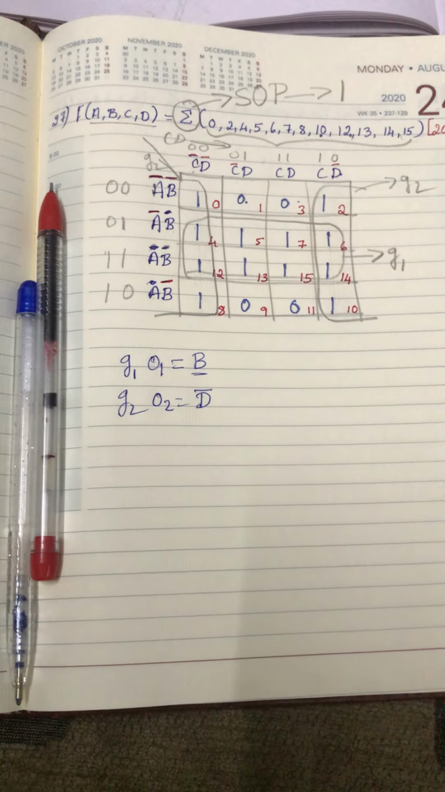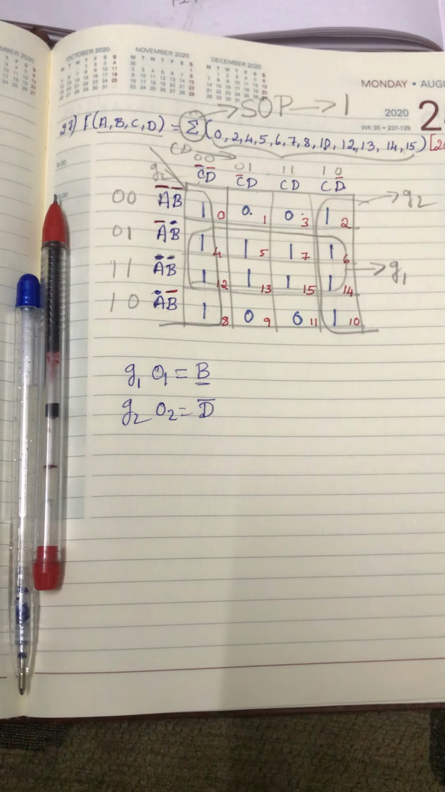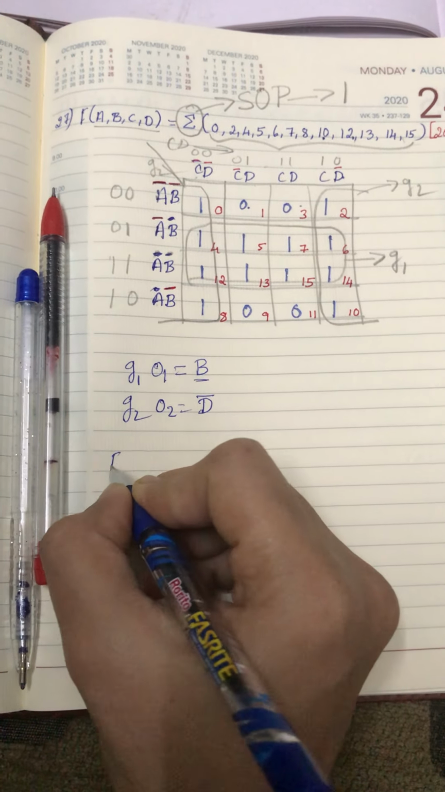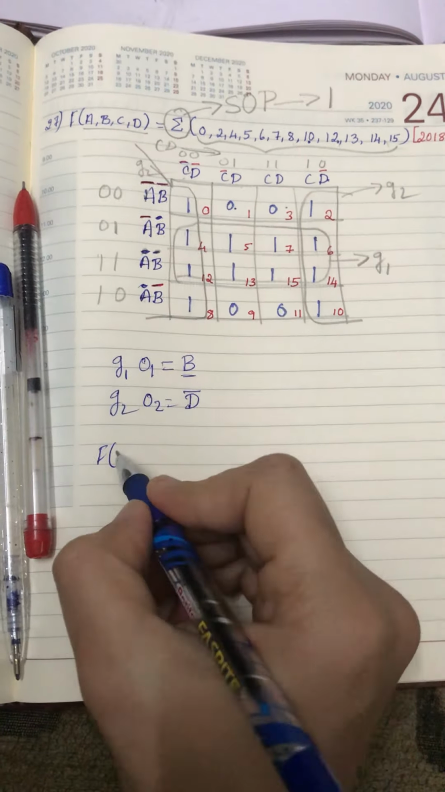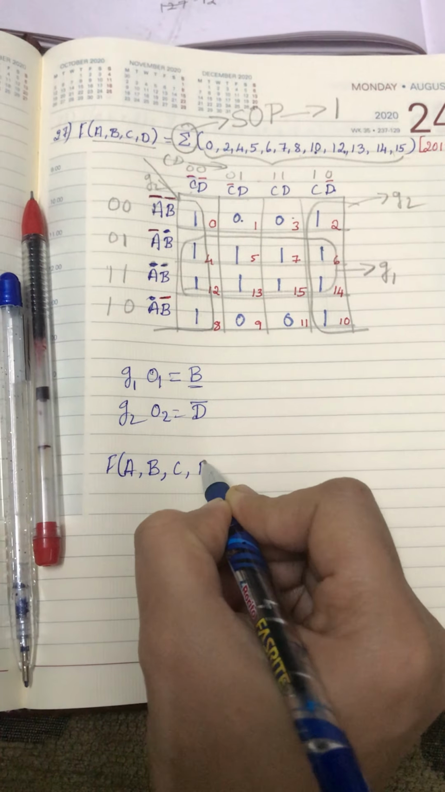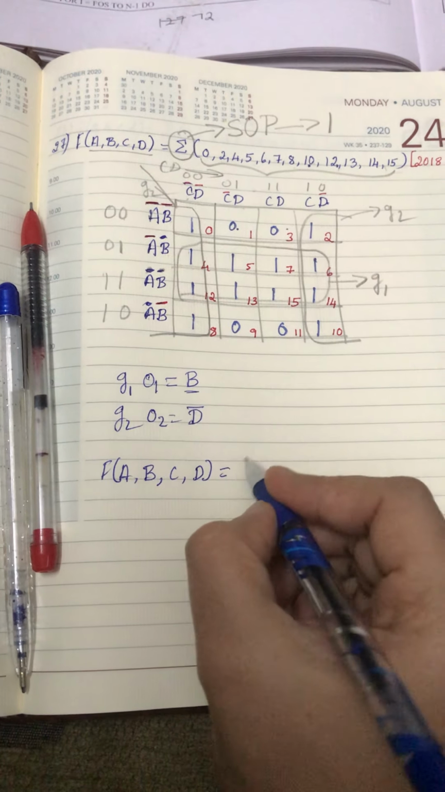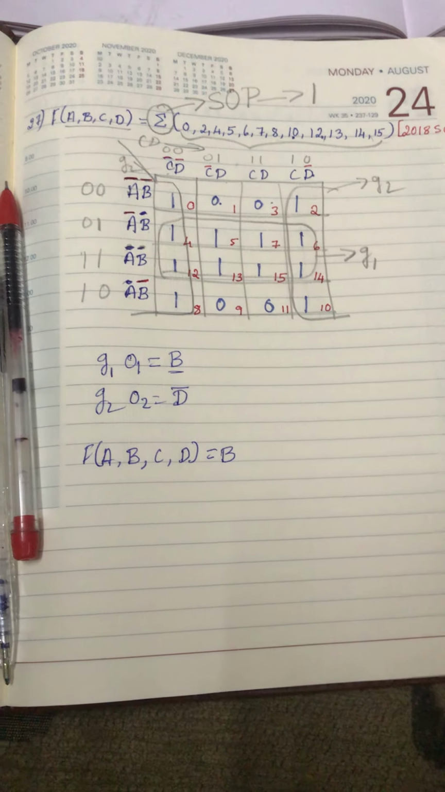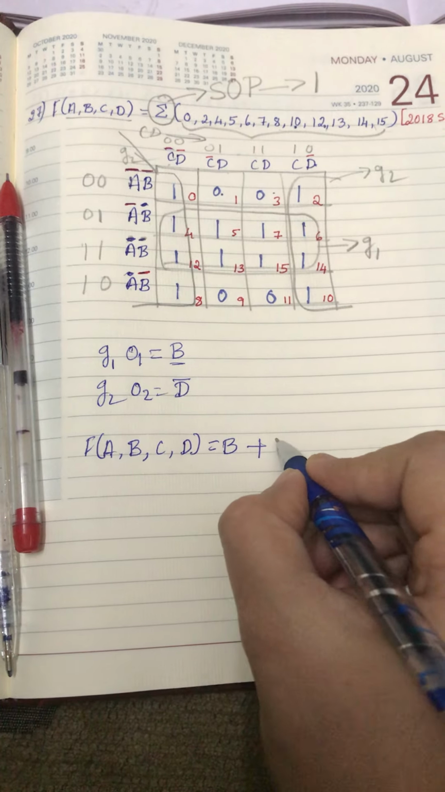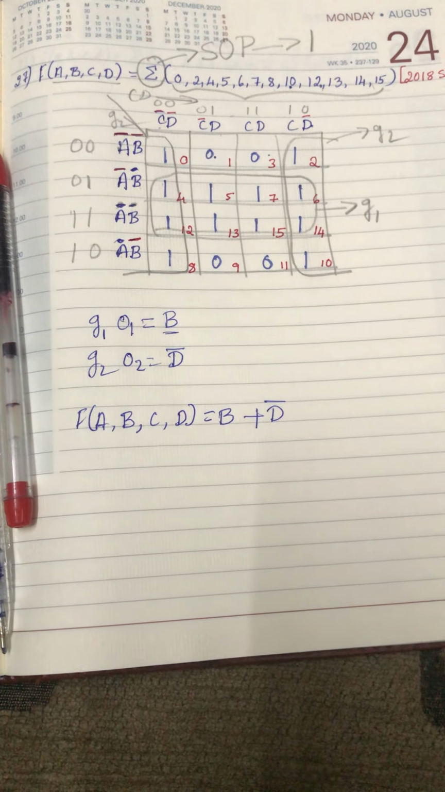Finally, you are going to write the expression. The expression is F of A, B, C, D is equal to, take the first octal B, plus this one, D bar. That's all, that is the answer.